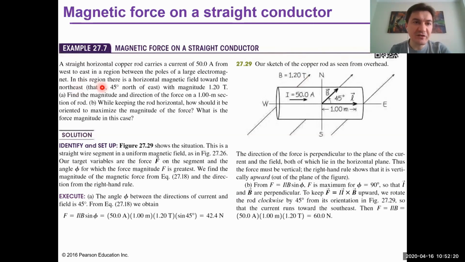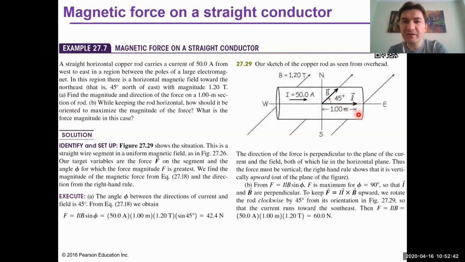So in this region here, a horizontal magnetic field toward the northeast, okay? That is 45 degrees north of east with magnitude 1.2 Tesla. We have already seen it. Find the magnitude and direction of the force on a 1 meter section of the rod.